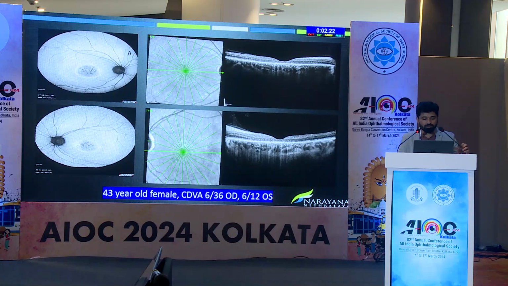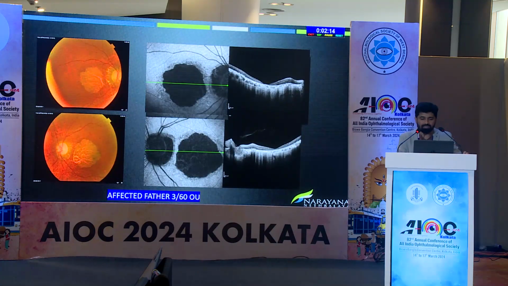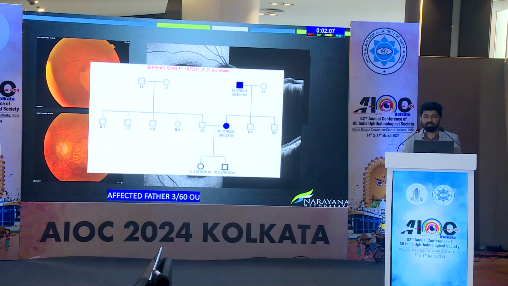So this was one more case of a 43-year-old female diagnosed as Stargardt's elsewhere. So she had a family history of father having some retinal problem. When we screened, the father had atrophic macular changes and maybe resolving flecks in the perimacular regions. So we ended up finding out a gene called SERPINF1, which has never been reported in the literature.